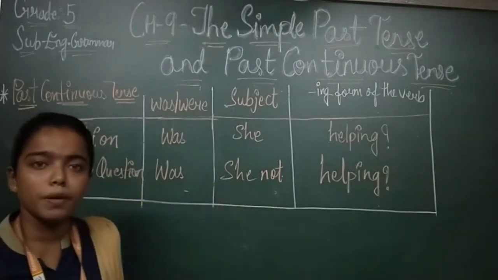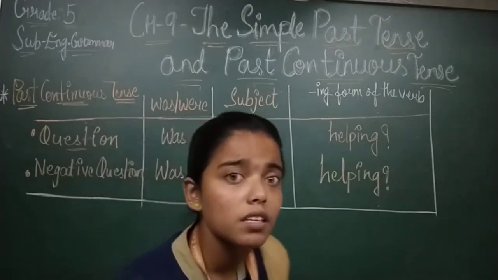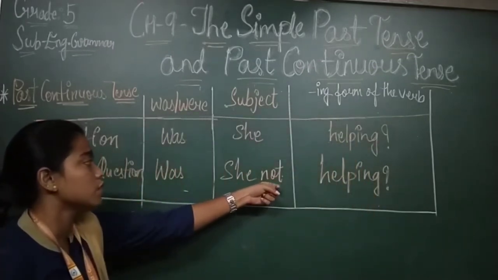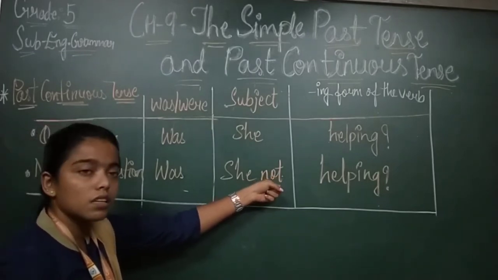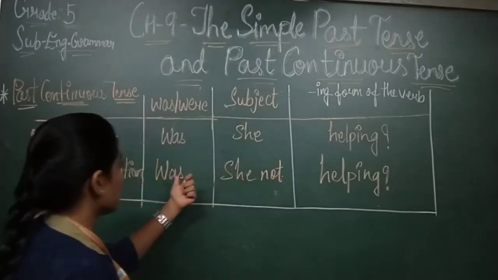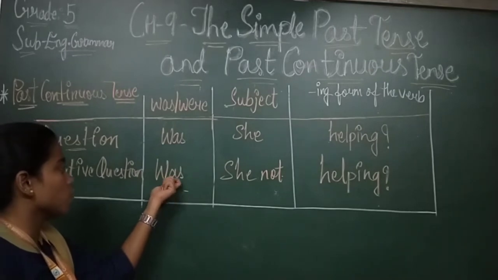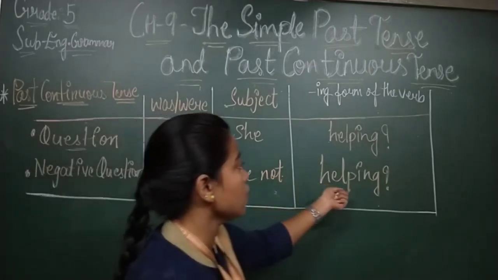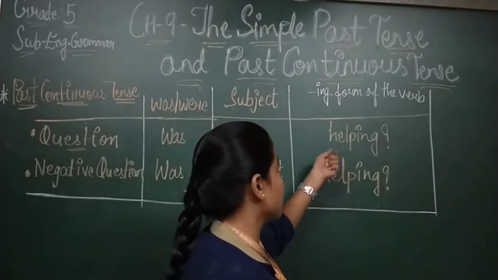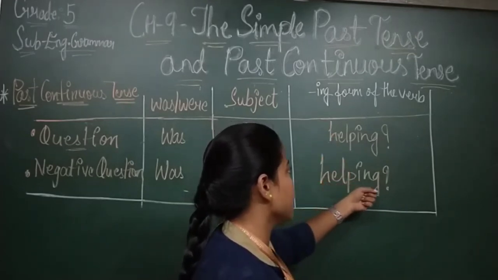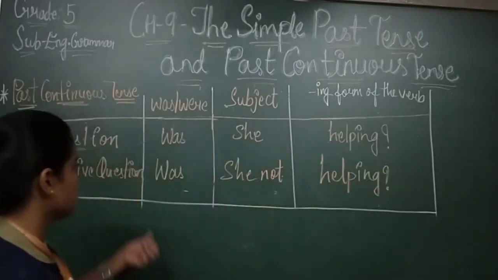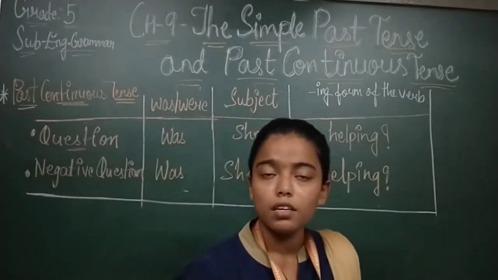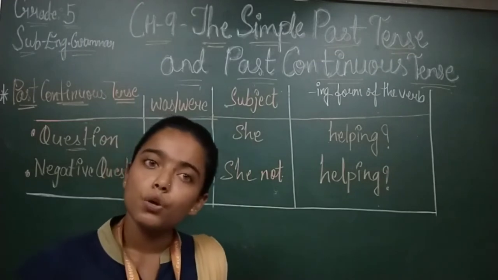Was she not helping? Was she not helping, meaning she was not helping you? Yes. So as we know the negative question form, we use in that the not word. As my subject was she, and my helping verb was help, and I added ing in that. So here became the negative question. Was she not helping? That forms the negative question.